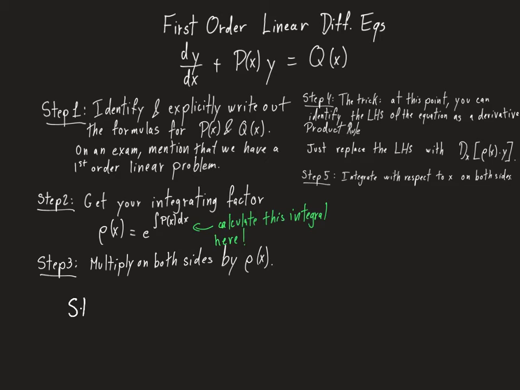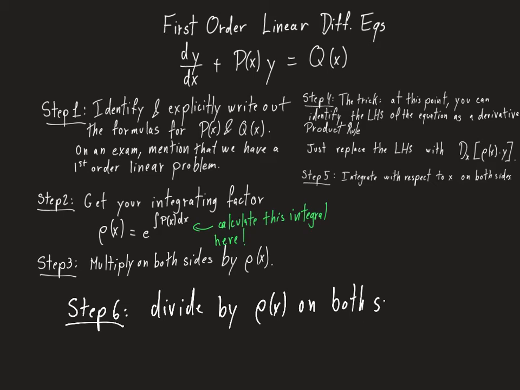All right, step 6. After you're done integrating, you should note in step 5 that the integral of the left-hand side will just clear that derivative there. It won't do anything else. So at this point in step 6, you'll divide by rho on both sides to isolate the formula for y.